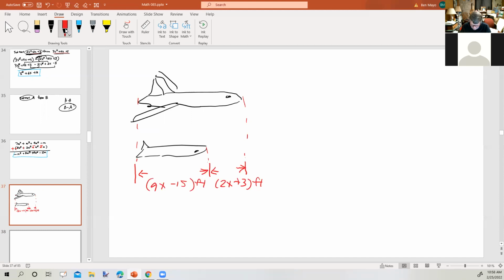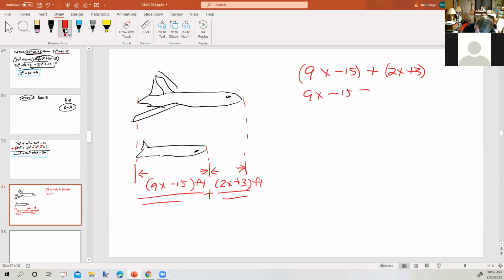So what would you do? You'd add these two polynomials, right? Okay. So we've got 9x minus 15 plus 2x plus 3, which is 11x minus 12. But I've left them off. It's important to put them out at the end.